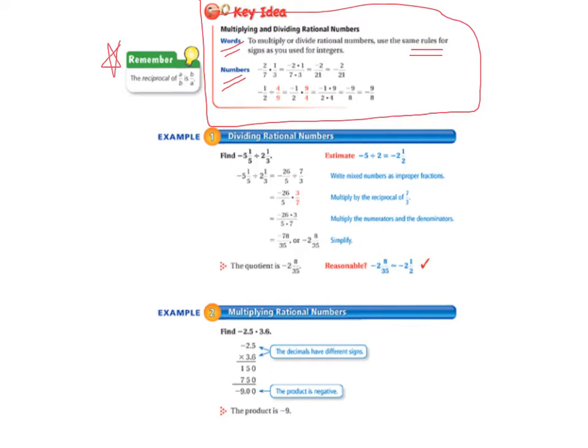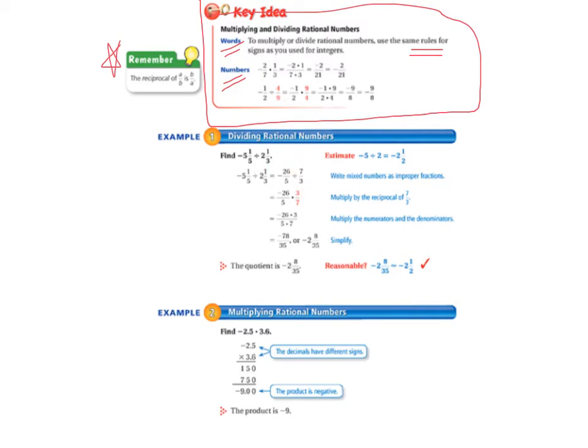So we are asked to find -5 1/5 divided by 2 1/3. So the first step is to estimate, of course. -5 divided by 2 is -2 1/2. And then we go ahead and we start dividing. Our first step there is to write mixed numbers as improper fractions. So we take 5 times 5, which is 25, plus our 1 on the top is 26. So that gives us -26/5. And then on the right-hand side, we take 3 times 2 is 6, plus 1 gives us 7/3.